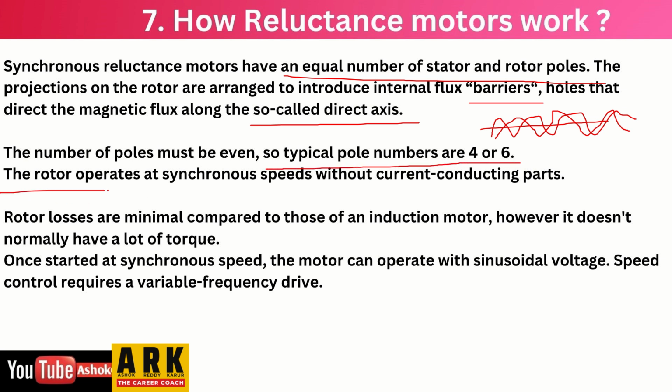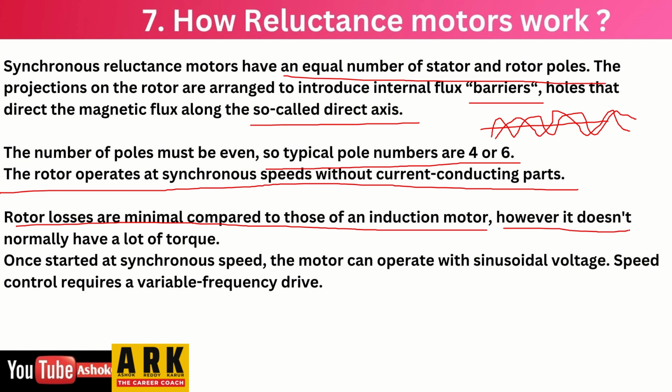The rotor operates at synchronous speed without current-conducting parts. Rotor losses are minimal compared to those of an induction motor. However, it doesn't normally have a lot of torque, because in the induction motor we have very good torque. Here we don't see that much because there is no external magnetic field that we are giving through the DC current. Once the motor has started at synchronous speed, it can operate with the sinusoidal voltage.